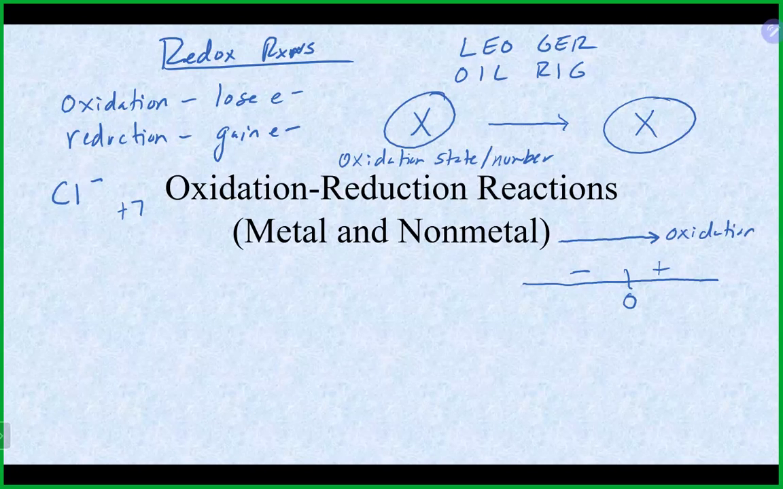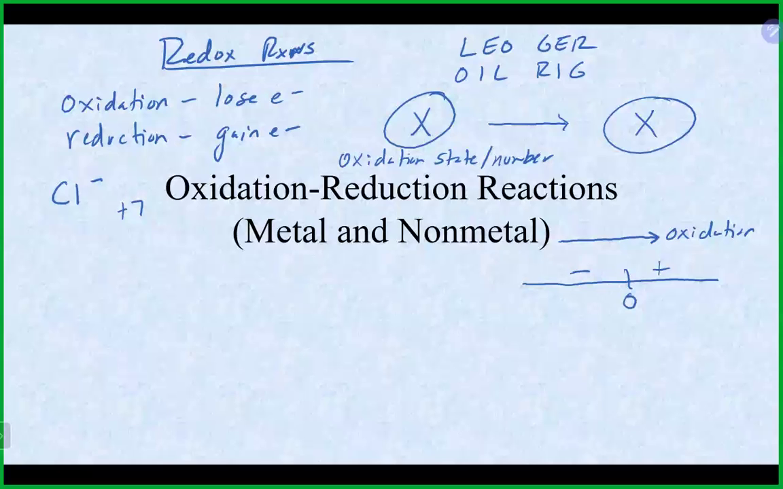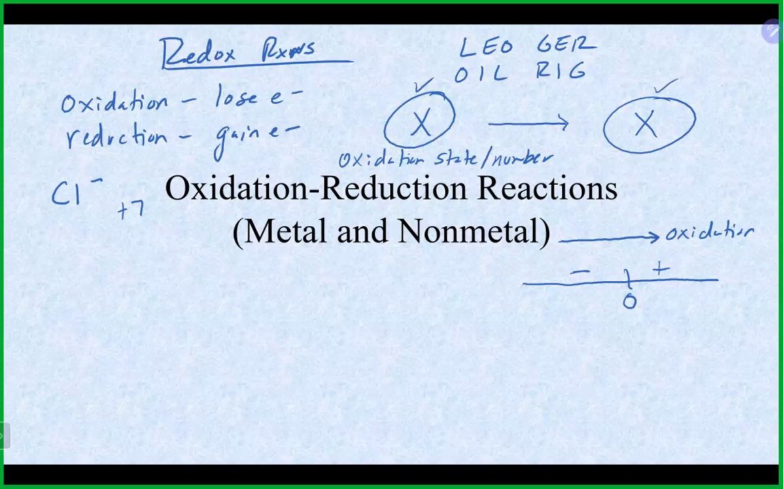Now, when somebody gains electrons and goes through reduction, they become more negative, because they have now gained more electrons. So they have more negative electrons than protons. Again, if you compare the same element on the left-hand side to the right-hand side, and you see its oxidation state getting more negative, moving in that direction, that element is going through reduction.